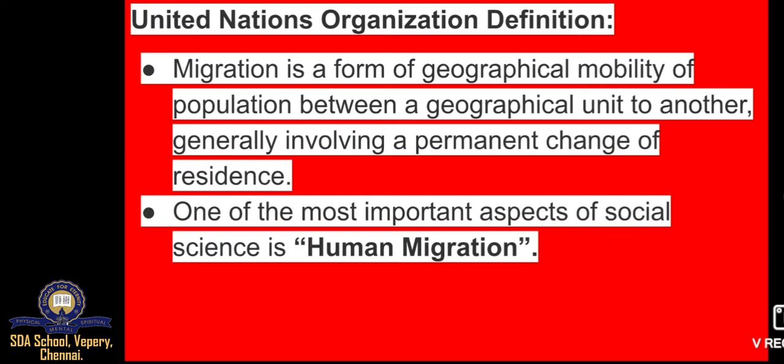The United Nations Organization defines migration as a form of geographical mobility of population between one geographical unit and another, generally involving a permanent change of residence. One of the most important aspects of social science is human migration.